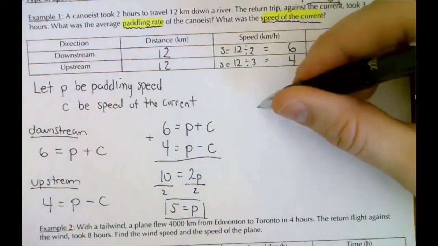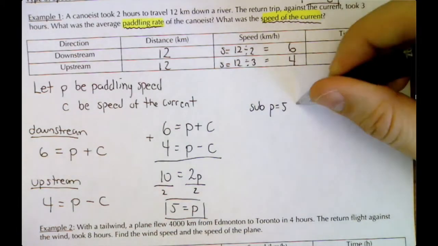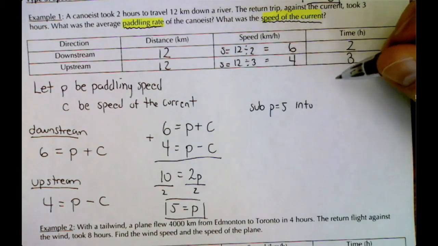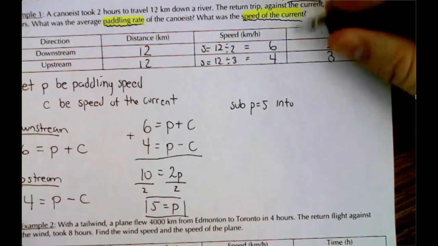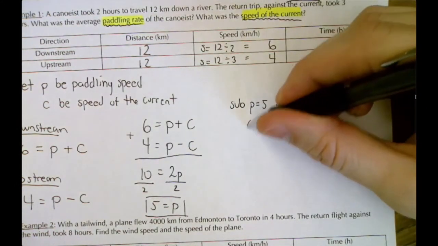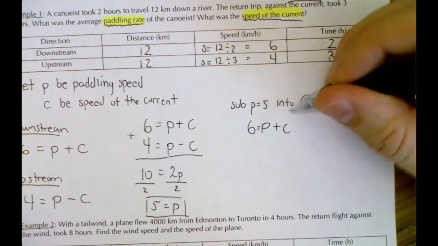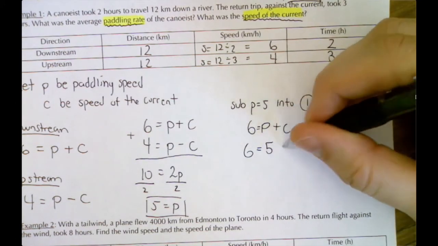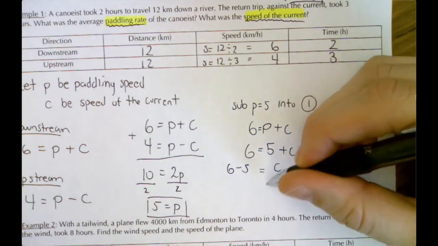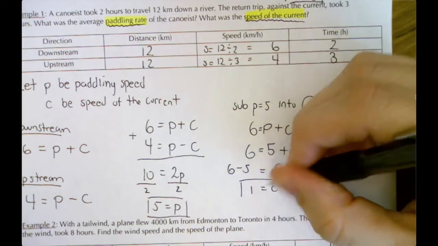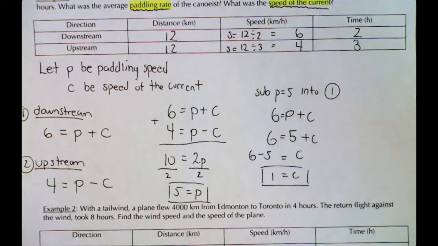That one's pretty easy to figure out. But to show my work, I'll say let's sub P equals 5 into, I'll call this my equation 1 and this my equation 2. Let's put it into equation 1. So we've got 6 equals P plus C. P's 5. Subtract 5 from both sides. We get that C is 1. And that's how we can do a speed, distance, and time question.